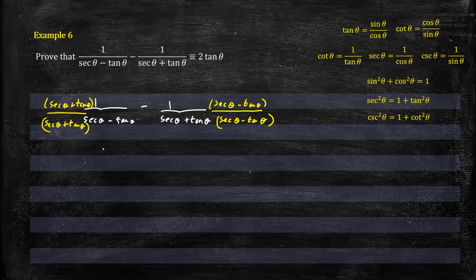So the common denominator would be sec theta plus tan theta, sec theta minus tan theta. And in the numerator, we'll have sec theta plus tan theta minus sec theta minus tan theta.